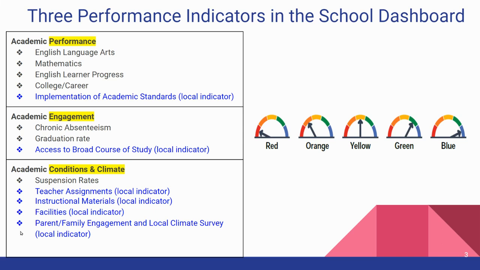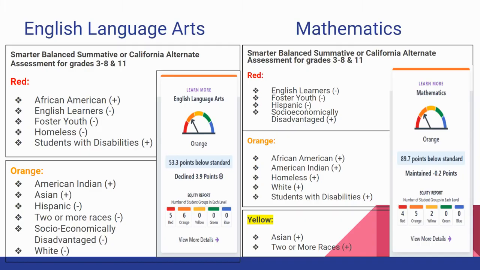The next several slides will take us deeper into the performance of our students, including all subgroups, and the performance indicators mentioned previously. We will begin with the English Language Arts and Mathematics performance. Please note that a plus sign next to the subgroup indicates positive growth over the previous year. A minus sign indicates a decline.